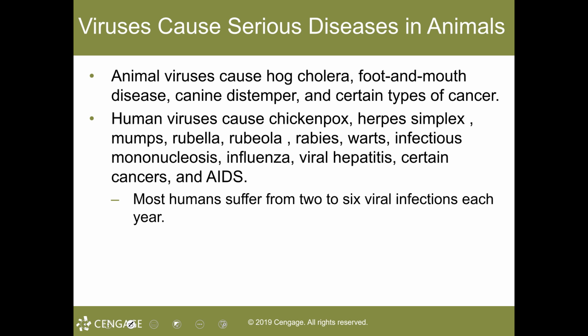Viruses cause serious diseases in animals. Animal viruses cause things such as hog cholera, foot and mouth disease, distemper in dogs, called canine distemper, and even certain types of cancer, class. And human viruses cause chickenpox, which you may not have ever had thanks to vaccinations, herpes simplex viruses, the mumps, rubella, rubeola, rabies, yes, warts, infectious mononucleosis, viral hepatitis, certain cancers, and even AIDS.